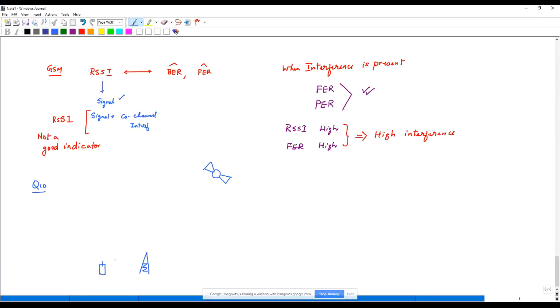Now I have a terrestrial network. I have a base station. I can communicate to this base station, and this base station must be connected to the core network. Okay, so basically to the core network.